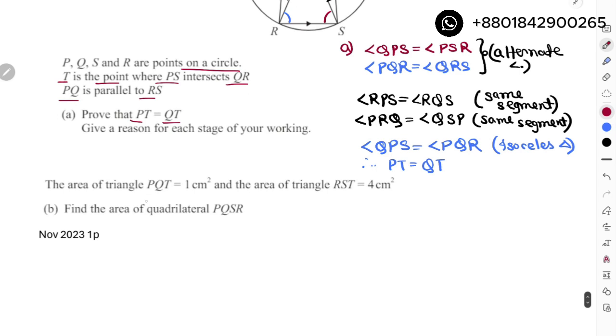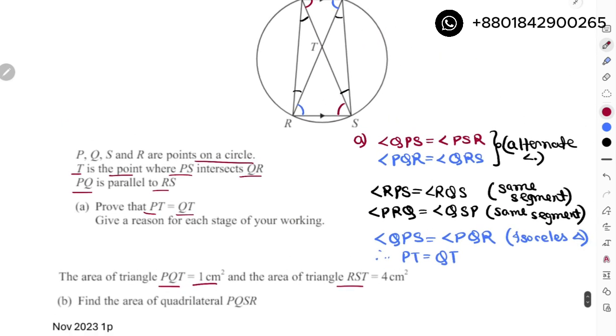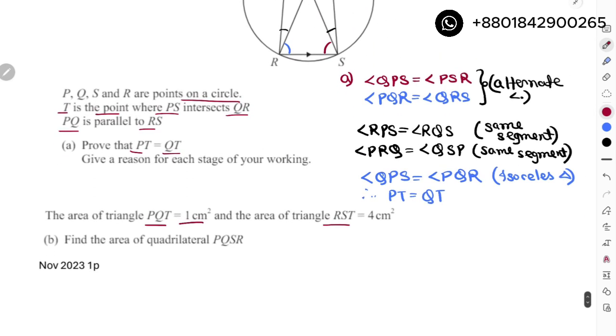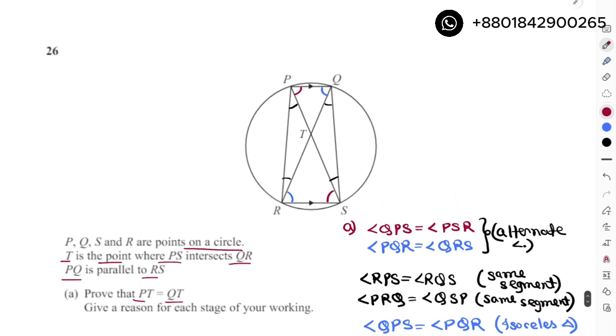After that, for part B, they are given that the area of the triangle PQT is 1 and the area of the triangle RST is 4. Find the area of the quadrilateral PQSR, okay. They have given you the values 1 and 4, right? And we want to find out the value for the quadrilateral.